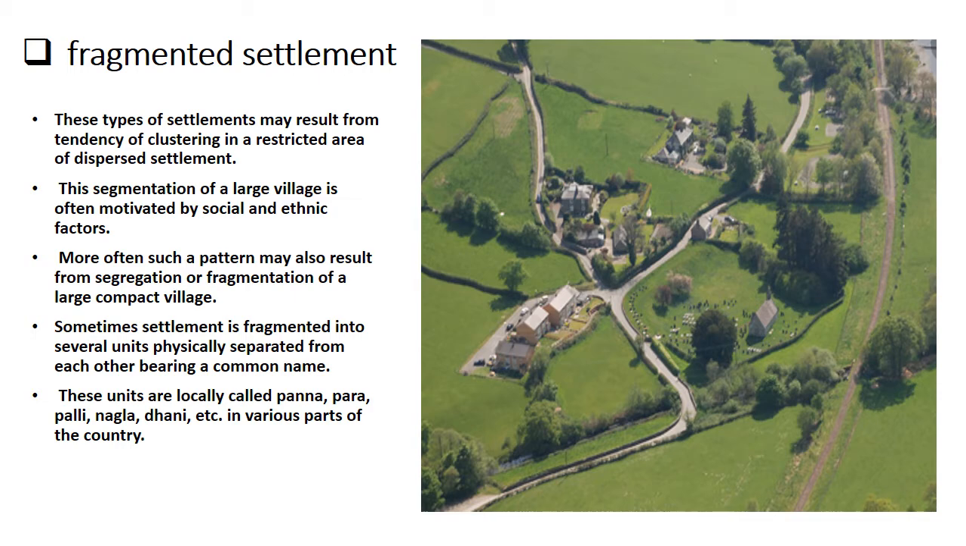These units are locally called Panna, Para, Pali, Nagla, Dhani in various parts of the country. So these fragmented settlements have different names in different parts of the country. In the figure, you can see how the houses are fragmented and they are away from each other, and they are fragmented with the help of road routes.